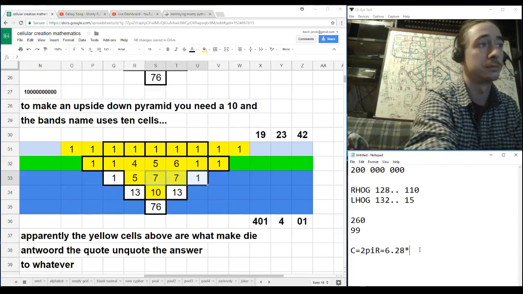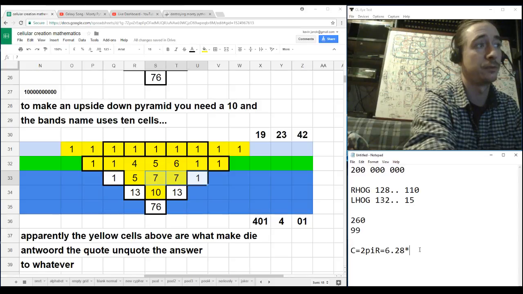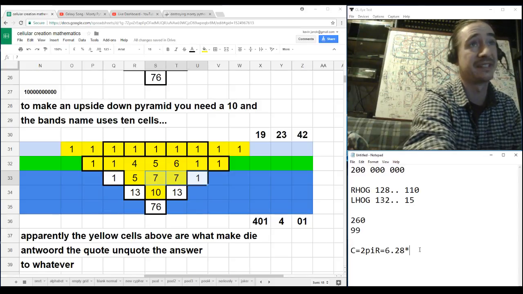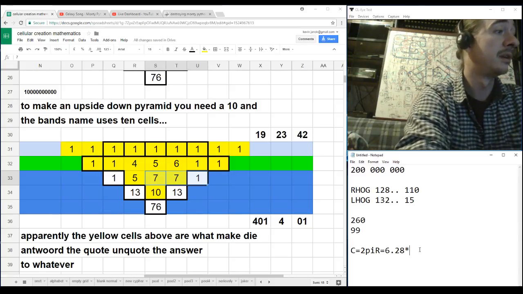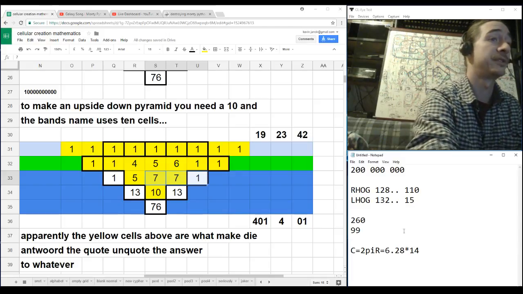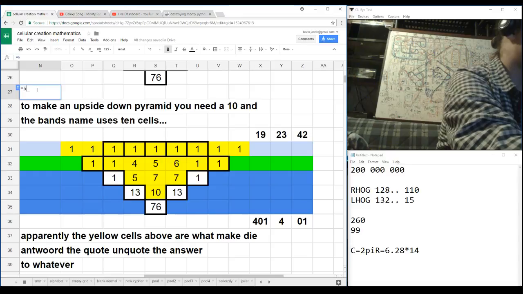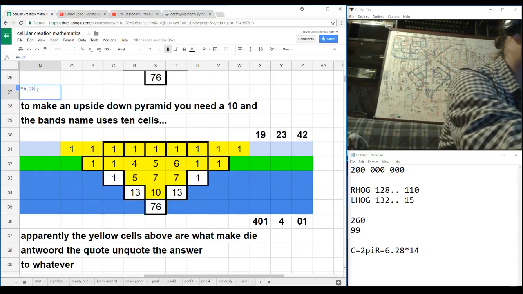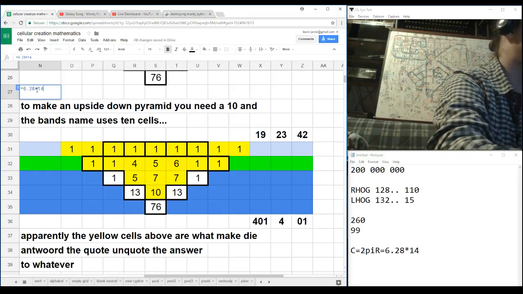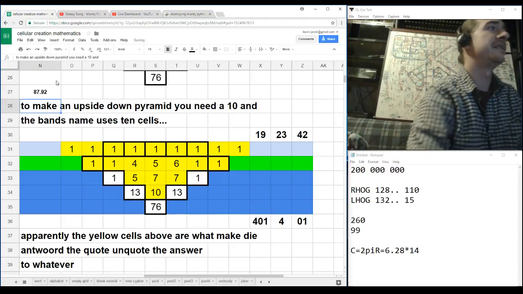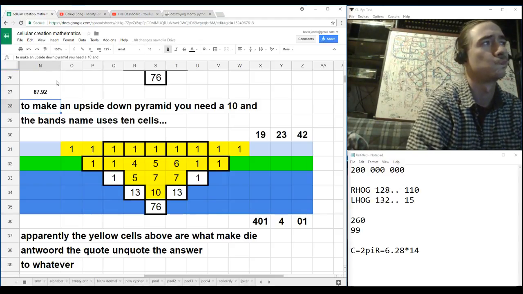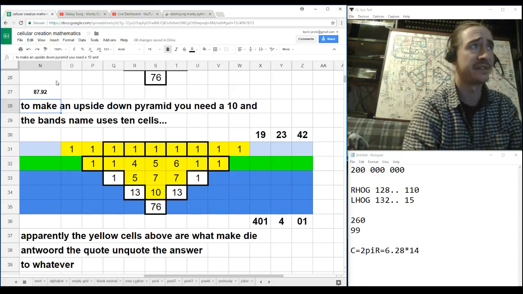So if one way is 13 and one way is 15, I guess the mean would be 14. I wonder what 6.28 times 14 is. 6.28 times 14 is 87.92. 88 constellations in our celestial sky.